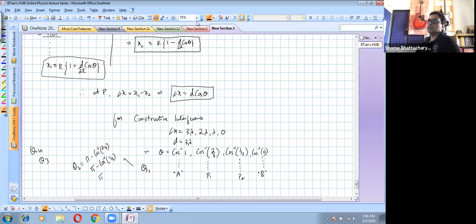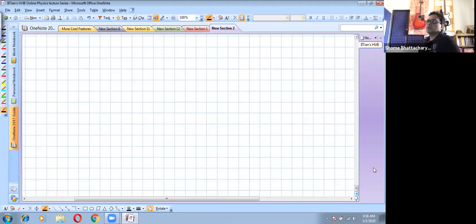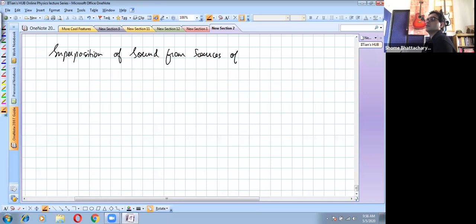Okay, people. So let's move on from interference now. Now we'll see that in the case of superposition, it is also possible that the situation that we get is superposition of sound from sources of nearly equal frequency, but not exactly equal. So that is, as you know, beats.